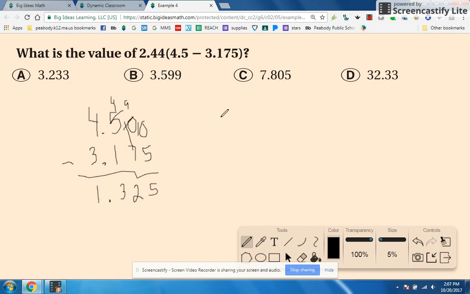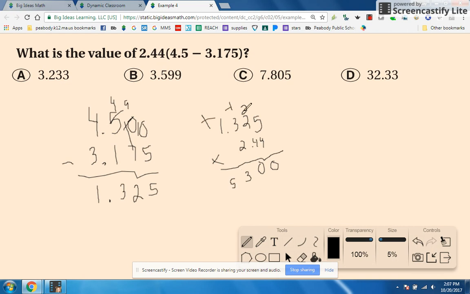Okay? Now I got to multiply it by 2.44. I'm going to put the number with the most digits on top because that's going to make it easier for me in the long run. Now that I am multiplying, I don't need to line them up, and I don't need to add zeros. You only do that if you were adding or subtracting. So 4 times 5 is 20. 4 times 2 is 8, plus 2 is 10. 4 times 3 is 12, plus 1 is 13. 4 times 1 is 4, plus 1 is 5.